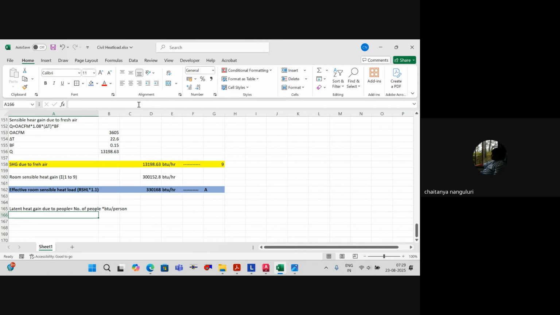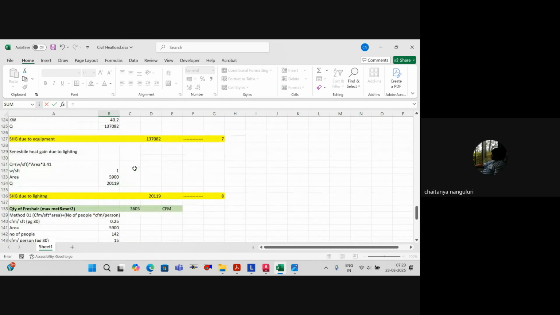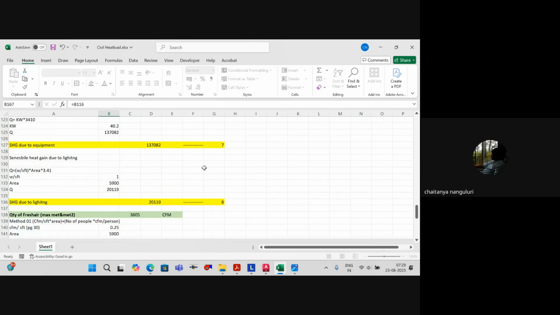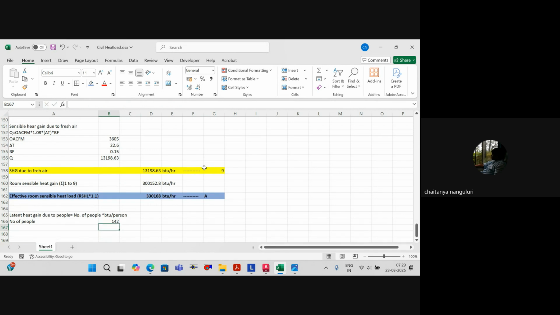Now, the number of people we can calculate. We already know it, we calculated it in the previous one. How much is the total number of people? 142. Number of people is 142, and then the BTU per person, or sensible heat dissipation.